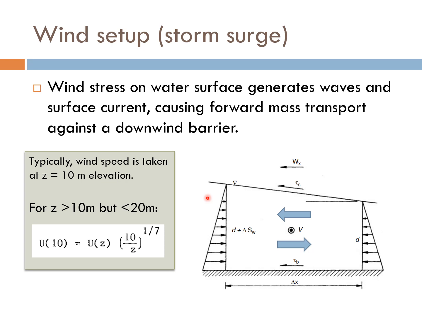Now typically the wind speed that's taken for wind setup estimation is taken at an elevation of 10 meter. However, if the wind data is only available for other elevation, then a conversion will have to be made accordingly.